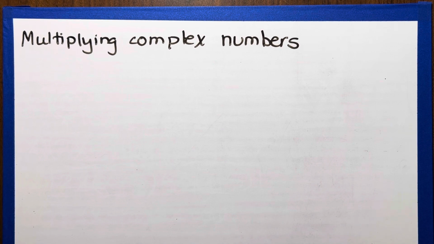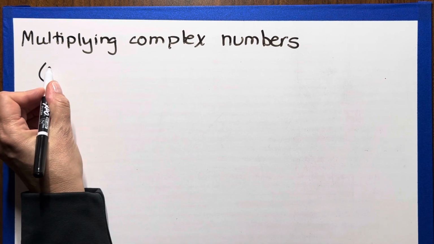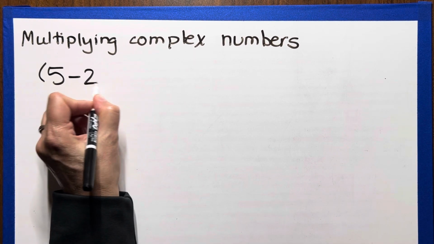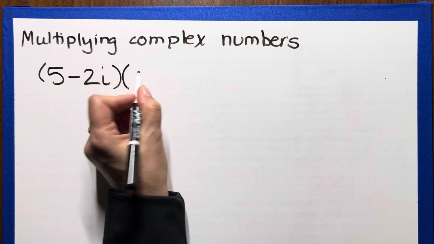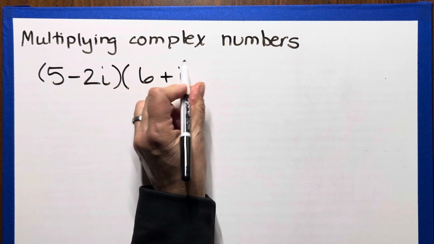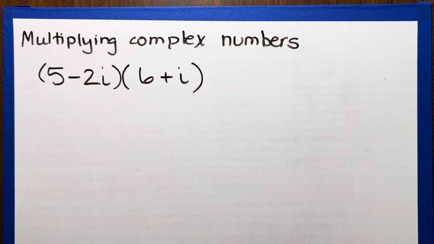Today's topic is how to multiply two complex numbers together. Here's our first problem: 5 minus 2i multiplied by 6 plus i.